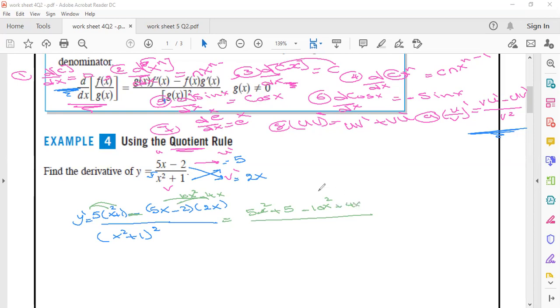One of the common mistakes which I see with some students is that when they distribute the negative sign, they just multiply by the first term. No, I have to multiply this negative sign by every term in the brackets, okay? For the denominator, x squared plus 1 all to power 2, I keep the power, as you see here, squared.